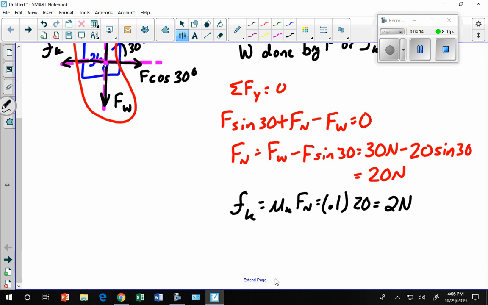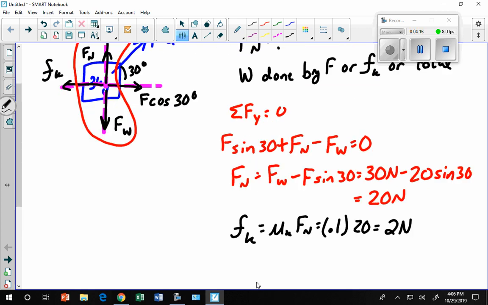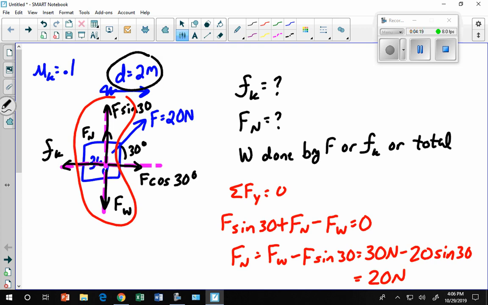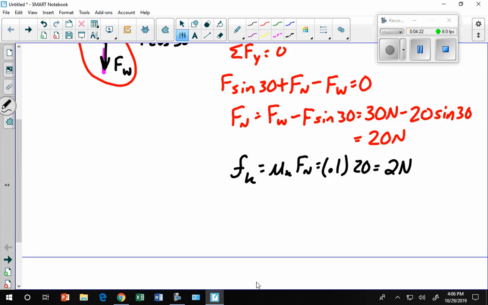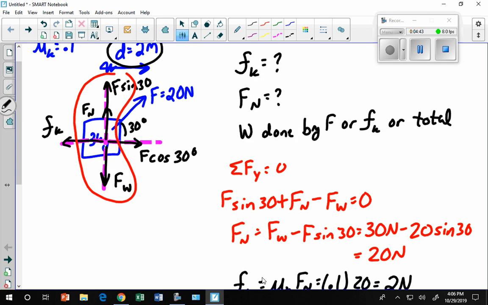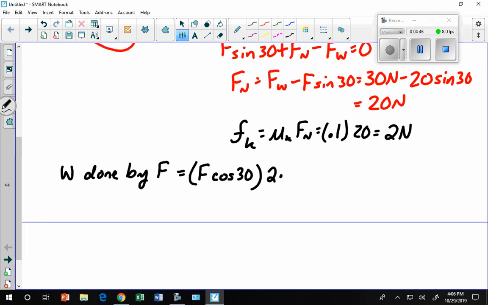Now, the next part is to find the work. And let's say the displacement here is 2 meters. So if I want to know the work done by F, the work done by F is going to be equal to the component of the force in the x direction. That's F cosine of 30 times the distance, which is, what was it? 2 meters. Times 2 meters. So that's 20 cosine of 30 times 2 meters.